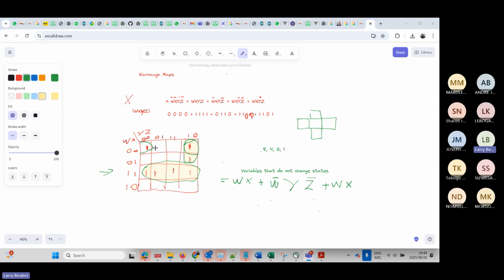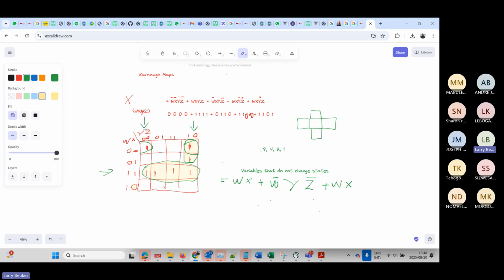Okay, and then again now, in this group, let's look at the Y and the Z value. What is the value of Y? The value of Y, okay, this group consists of two columns. This column and this column, right? So in the first column, the value of Y is 0. In the second column, the value of Y is 1. So what does it do? It changes states, right? So we throw it away.